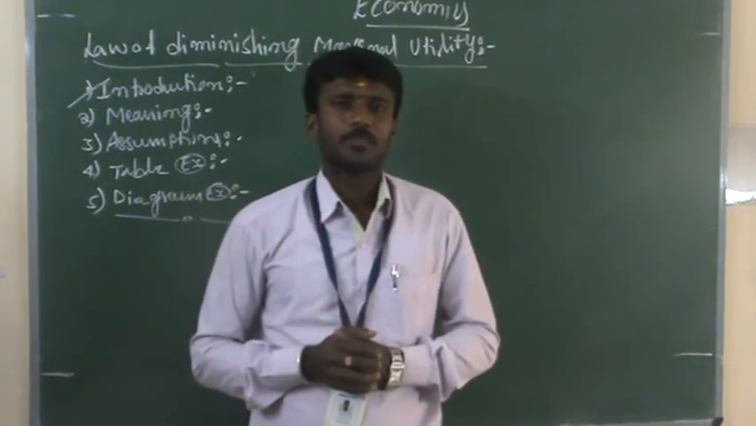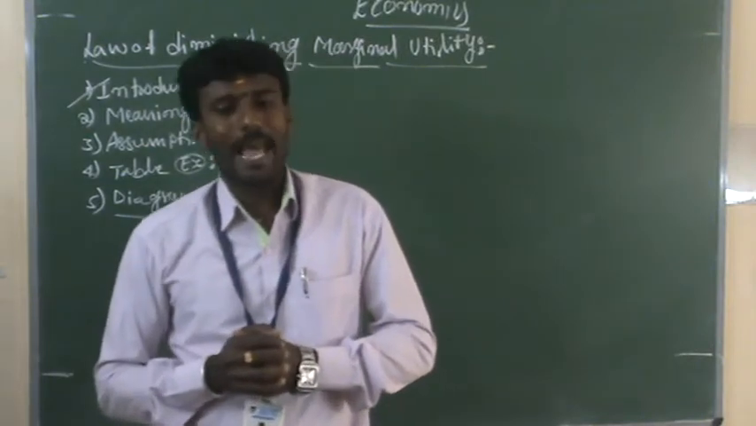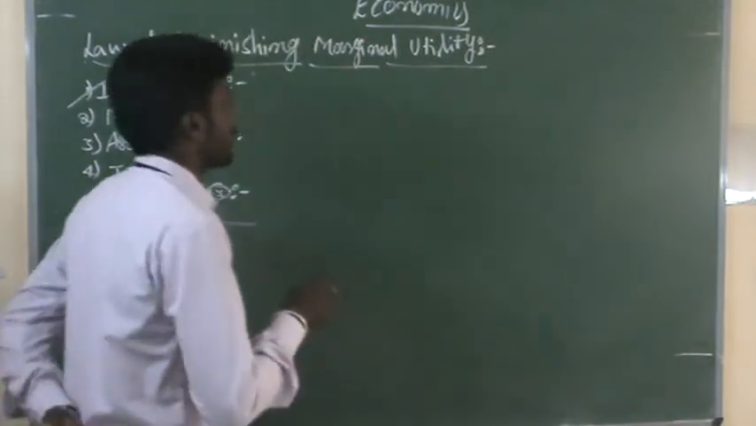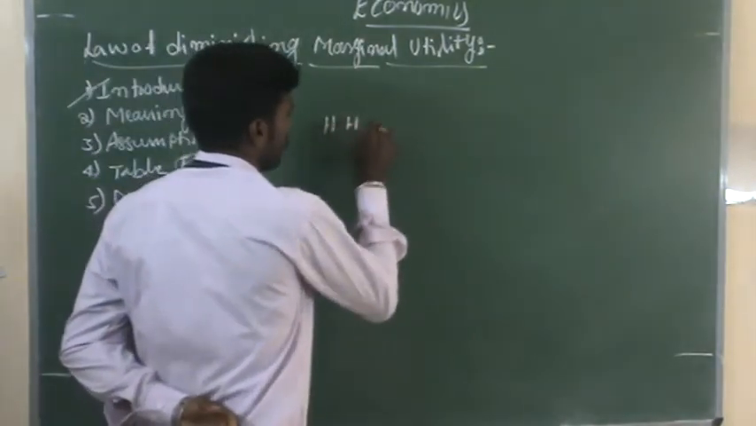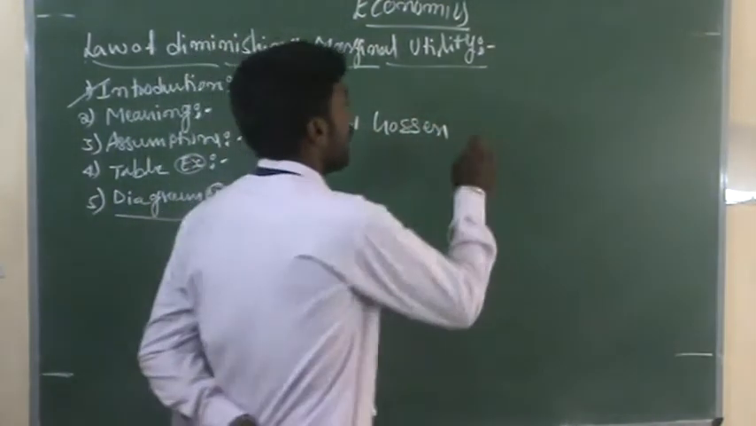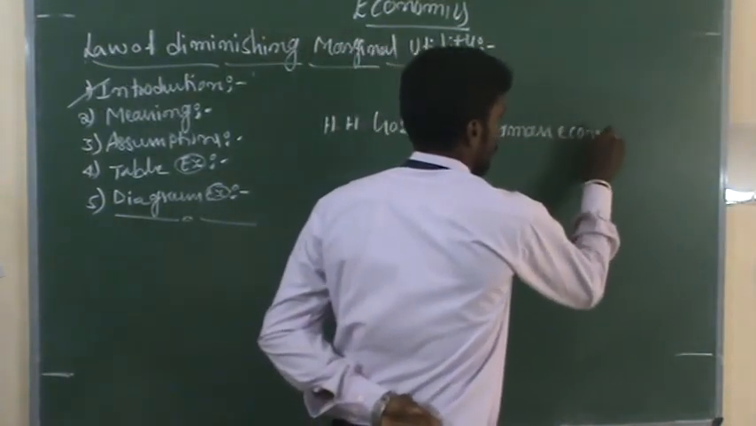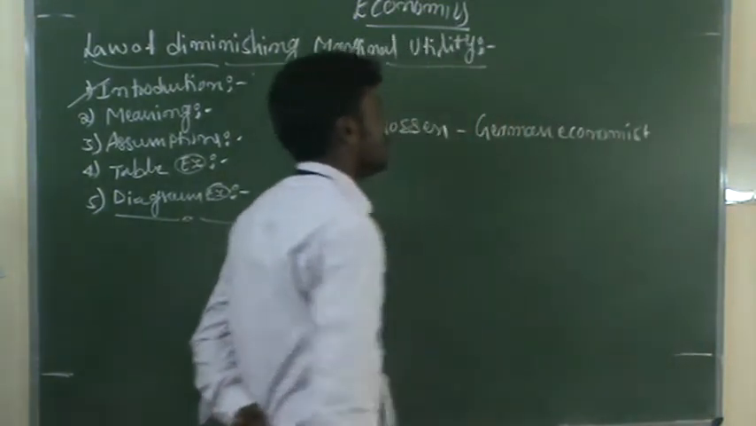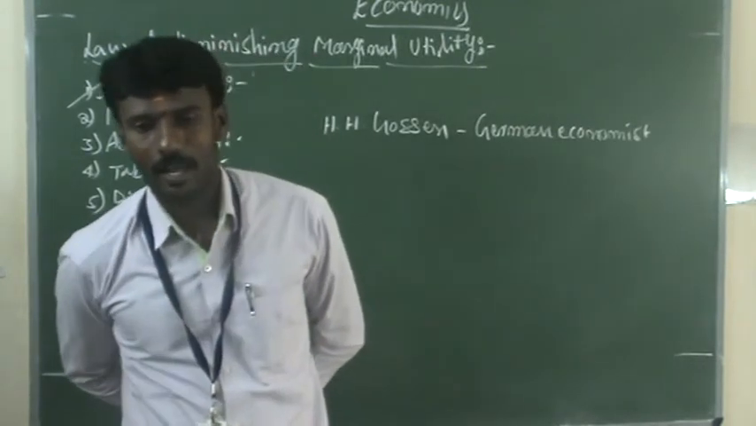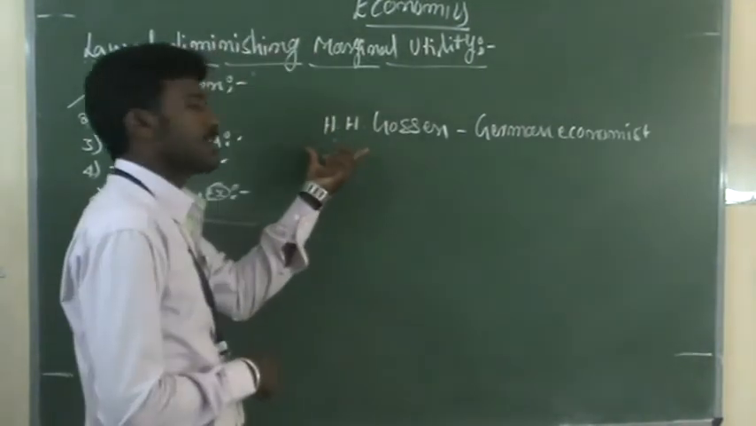See, totally the law was first developed or explained by one of the German economists, H.H. Gossen. H.H. Gossen was a German economist. See what I'm saying? Totally a German economist. H.H. Gossen was the first to explain the law of diminishing marginal utility.